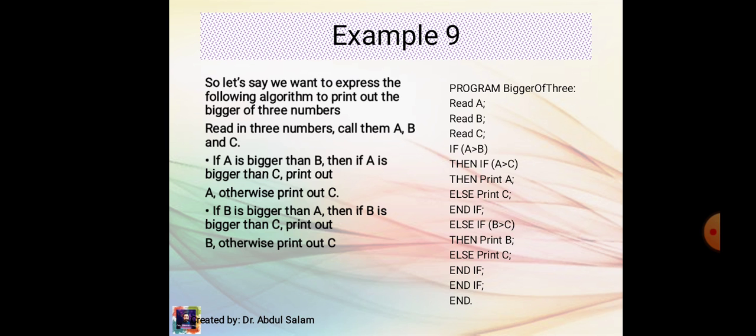Example number 9. Let's say we want to express the following algorithm to print out the bigger of three numbers. Read in three numbers, call them A, B and C. If A is bigger than B, then if A is also bigger than C, print out A, otherwise print out C. If B is bigger than A, then if B is bigger than C, print out B, otherwise print out C.